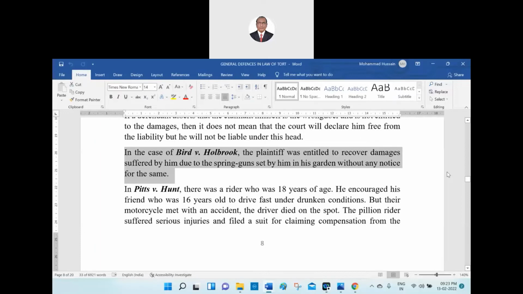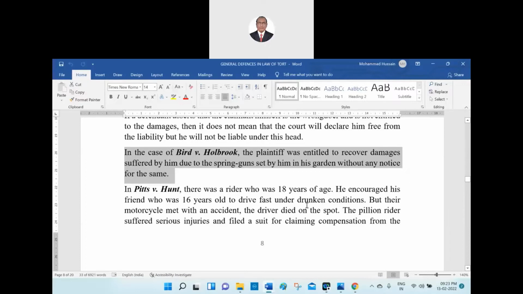Anyone can unmute and read. In the case of Bird vs. Holbrook, the plaintiff was entitled to recover damages suffered by him due to the spring guns set by the defendant in his garden without any notice for the same.